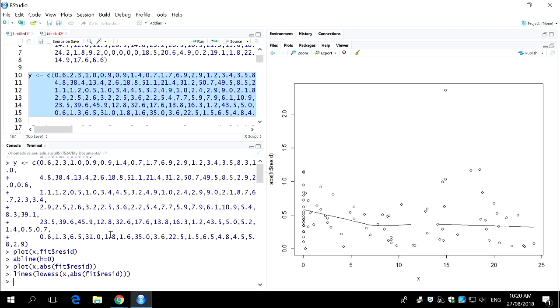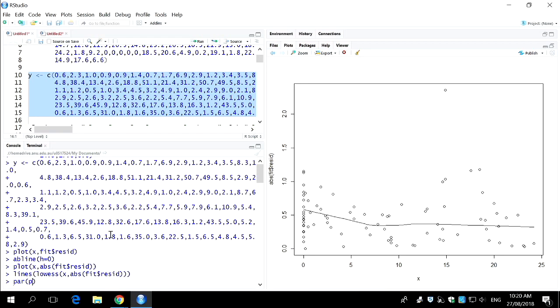Well, for simple linear regression, it amounts to the same thing because the fits are just a linear function of x. Once we hit multiple regression, we don't have a single x to plot against, and then we plot against fitted values. So, yeah.